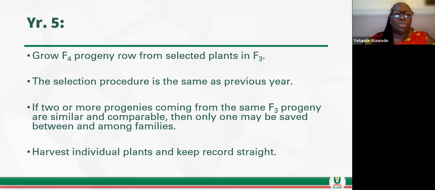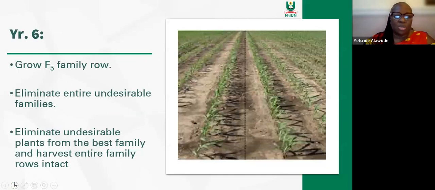So you do selection again as the previous year. You just keep selecting and selfing and selecting and selfing till you get, and you keep records as well. So you get the desired result. Year 6, you do what is called the family row. That's you self to get F5. And you remember that when you keep selfing like that, you are increasing the homozygosity, right? And you are decreasing the heterozygosity. So you keep eliminating the undesired family, keep eliminating till you get what you want.